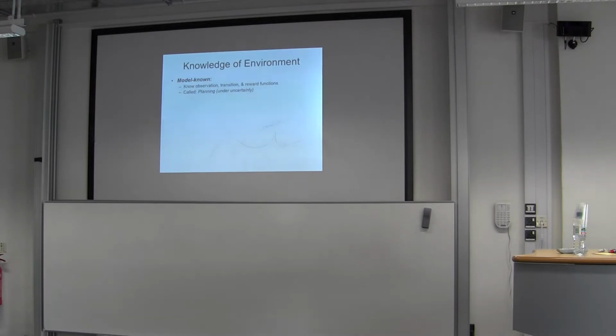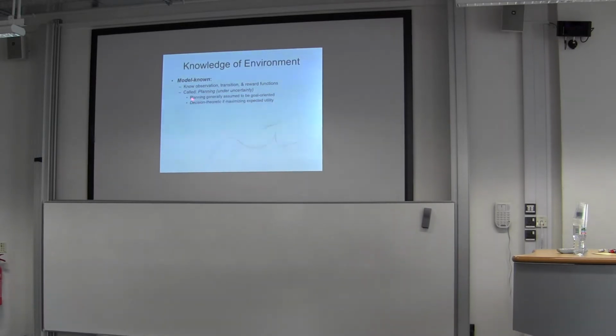You have the model known case, and this again is what I call planning under uncertainty. You know the observation, transition, and reward functions. You don't have to sample from the environment to learn them. You know them, so basically this is planning in that model. That's planning under uncertainty.